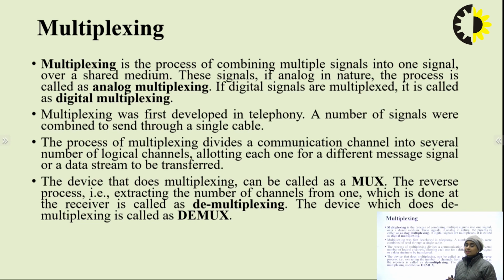If the signals that I combine are analog in nature, then that kind of multiplexing is called analog multiplexing. Whereas if I am combining digital signals, then it is called digital multiplexing, right? So here the categorization is provided on the basis of what kind of input signals we use.